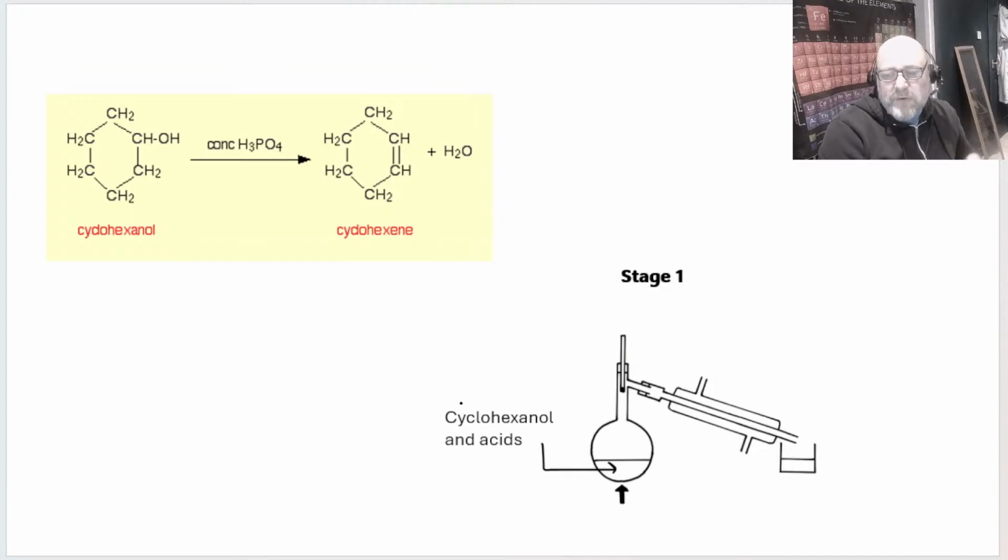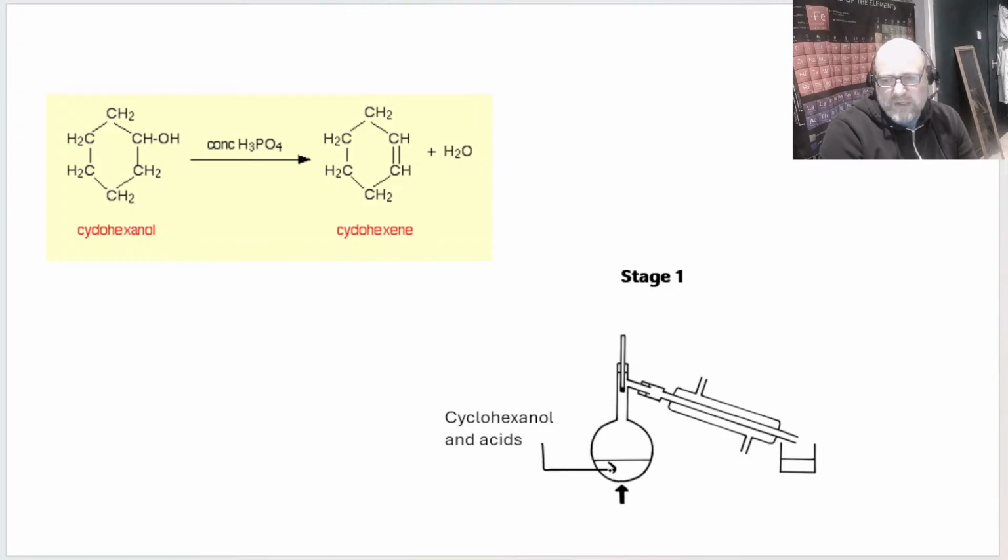Right, so there are 3 stages to making an alkene. The first stage you can see here. This is where you get your cyclohexanol and you put your acids, it could be phosphoric or concentrated sulfuric, and you put them in a round bottom flask. Do you know the name of this process? What's going on here? This is called distillation.